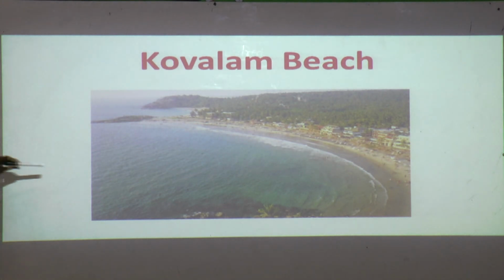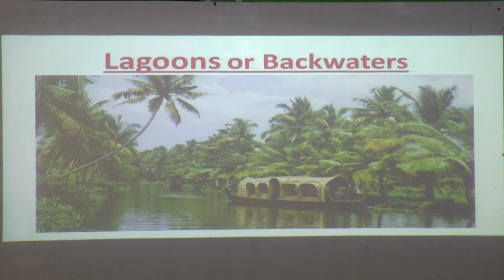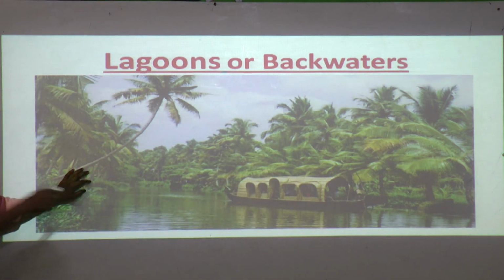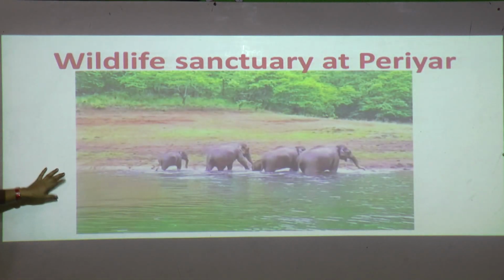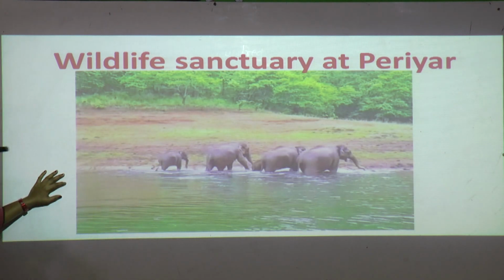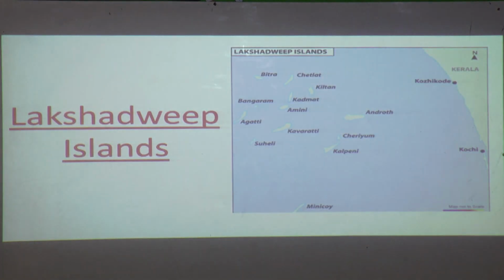So this is Kovalam beach. So these are the lagoons. It is a very nice, beautiful place, also called the backwater. Now this is the wildlife sanctuary at Periyar. It is an elephant's home, a sanctuary where animals can live happily. It is Periyar. Now come to the point of Lakshadweep Islands.